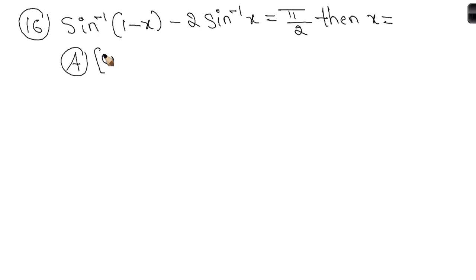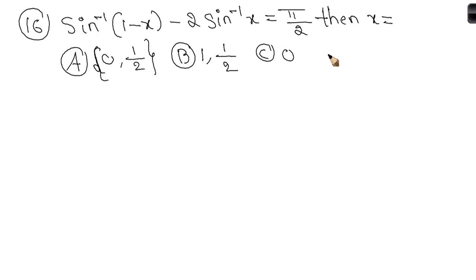First option is 0, 1 by 2. Option B is 1, 1 by 2. Option C is 0. Option D is 1 upon 2.